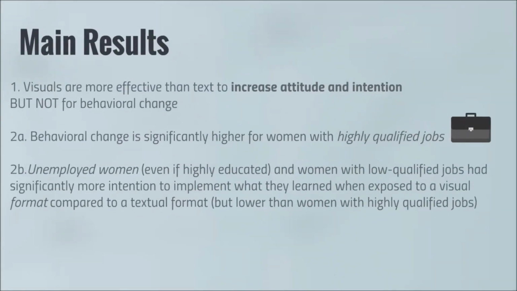So what do we learn from this study? Visuals are more effective than text to increase attitude and intention, but not for behavioral change. Secondly, behavioral change seems to be higher for women with highly qualified jobs in India, while unemployed women, even if highly educated, and women with low qualified jobs had significantly more intention to implement what they learn when exposed to a visual format compared to a textual format.